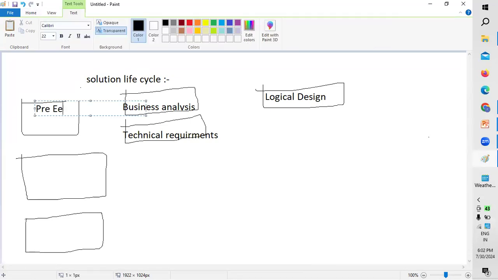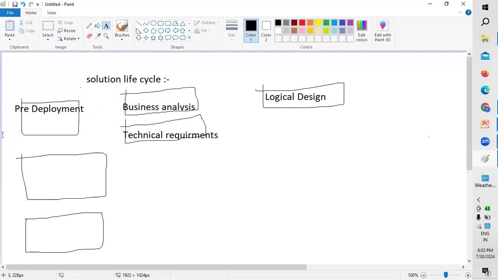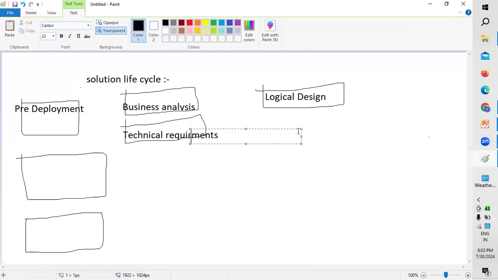This is the first one, as I told you. When we are working on the life cycle as a solution architect, the first one is the pre-deployment part. Pre-deployment majorly focuses on business analysis, understanding the business requirements, business constraints, etc. Next, technical requirements, which majorly focus on use case analysis, usage analysis, all that stuff, as well as quality of service requirements. Next is the logical design, which majorly focuses on logical architecture, deployment scenarios, all that.